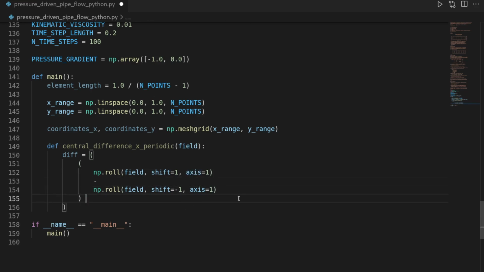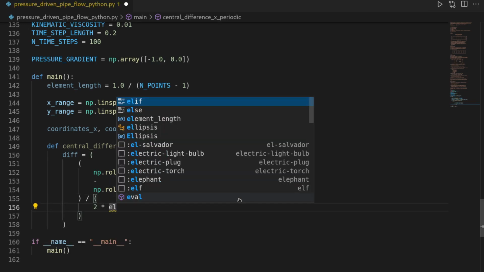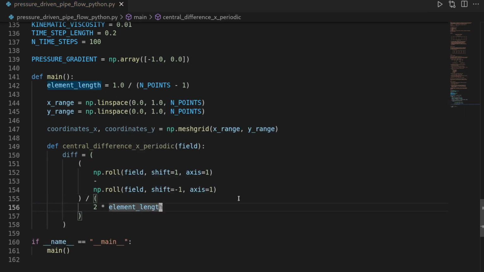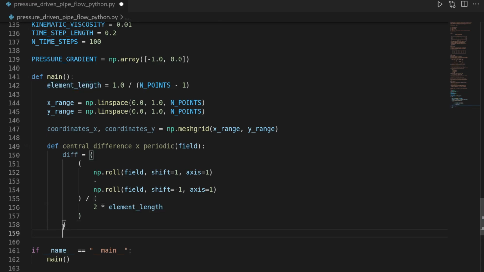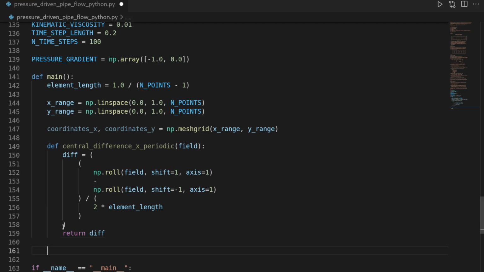And then in order to get our derivative, we divide by 2 times the element length, which is due to our central difference approximation. And then we can return our differentiated object. Let's do something similar for the Laplace operator. So let's define laplace periodic, which also takes a field.